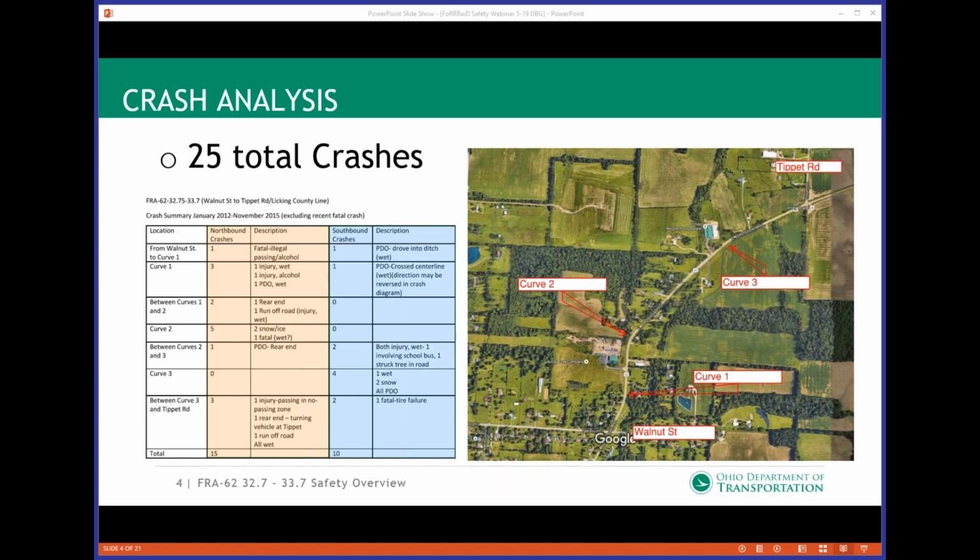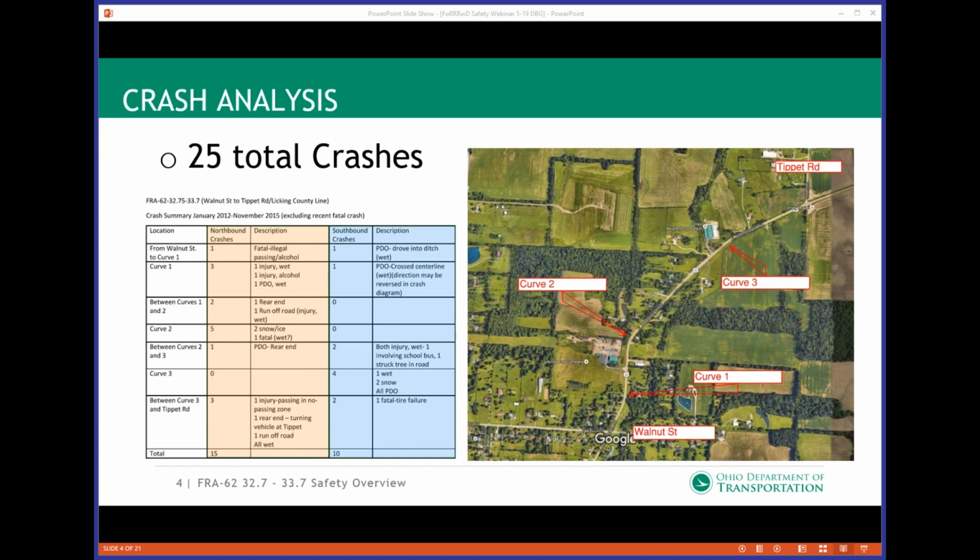And the crash analysis results, for a time period from January 2012 to November 2015, you can see on the left side of the screen there. So we had 25 total crashes in the area, 15 northbound, 10 southbound. Curve 1 had 4 of the crashes, 3 of those were northbound, 1 southbound. Curve 2 had 5 crashes, all 5 of those were northbound. Curve 3 had 4 crashes, and they were all southbound.